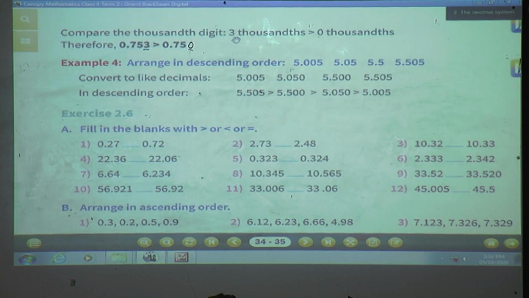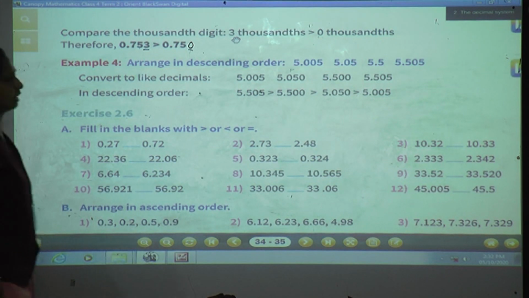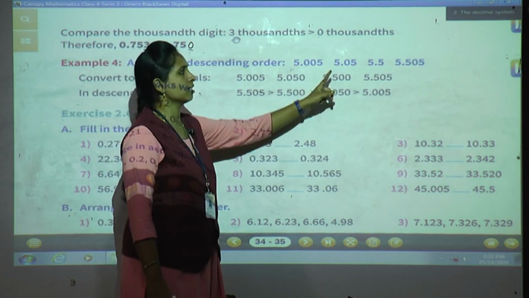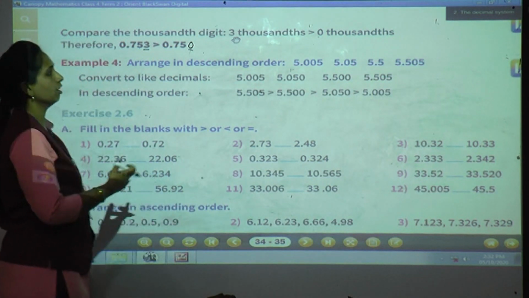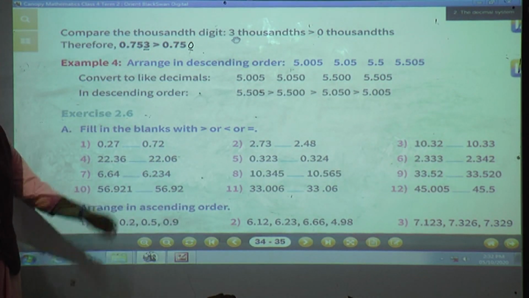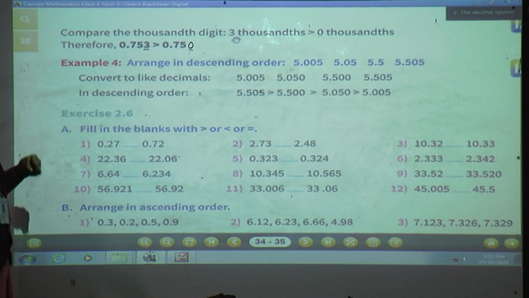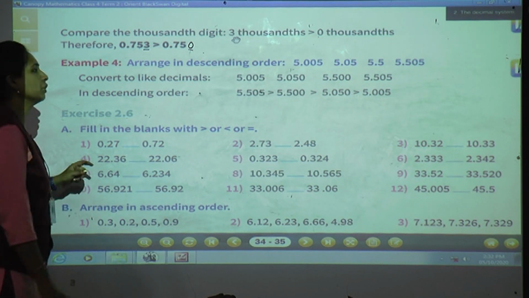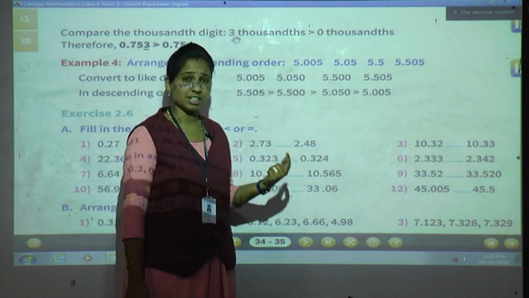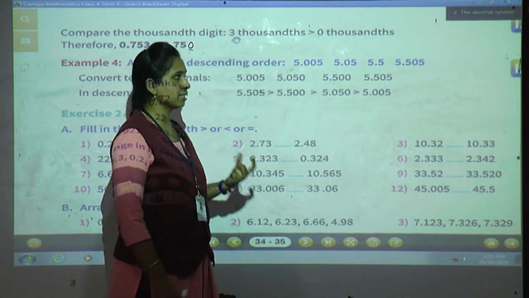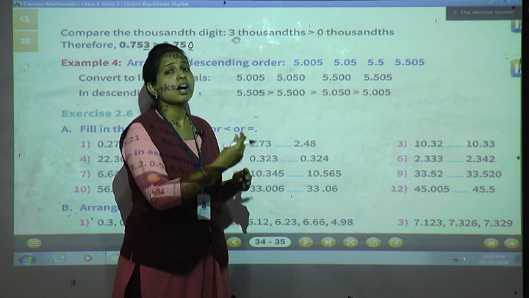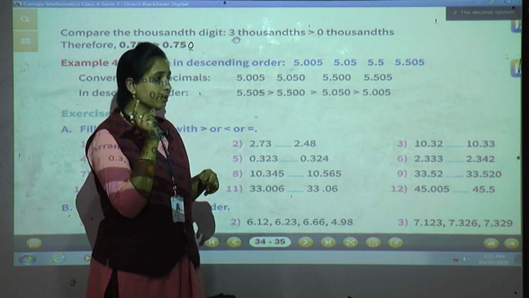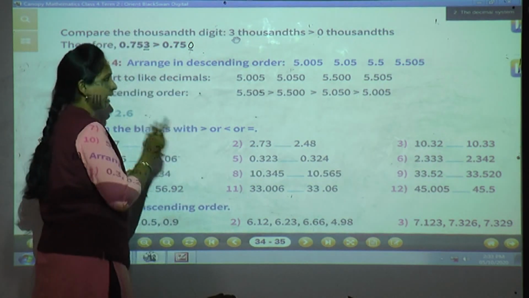Now example number 4. Arrange in descending order. Now see, we have to arrange these given decimal numbers into descending order. Descending order means what? Greater to smaller. First we need to convert all these numbers into like decimals. Like decimals means after the decimal point all the decimal places should be equal, the same.